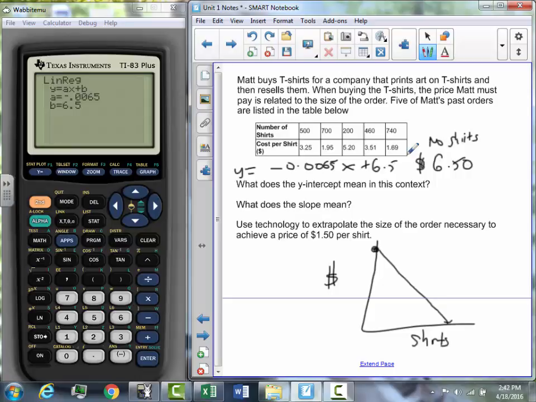Press enter and it'll pull up the last thing you did. So hopefully now you have an equation that says y equals negative 0.0065x plus 6.5. You know how I just said the y-intercept was 6.50? Guys, why is the y-intercept 6.50? Because there's a 6.5 right here. Boom! Okay. Well, then where's the slope? Well, it's negative 0.0065. So what does the slope mean? Negative 0.0065 means that every shirt you buy, the price goes down by that much. That makes sense? So the price keeps going down little by little, negative, because the price decreases the more you buy.